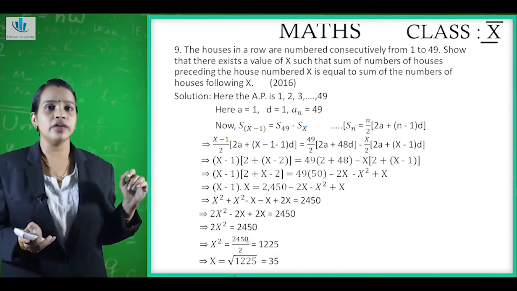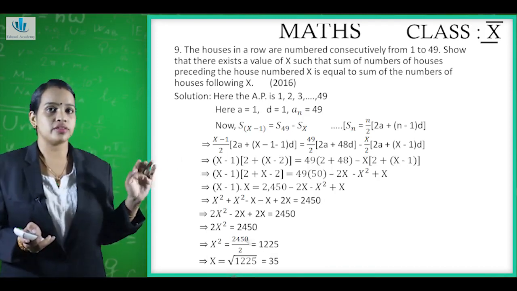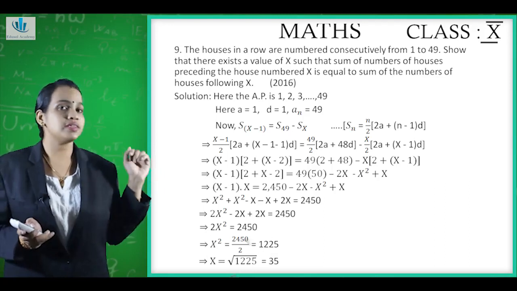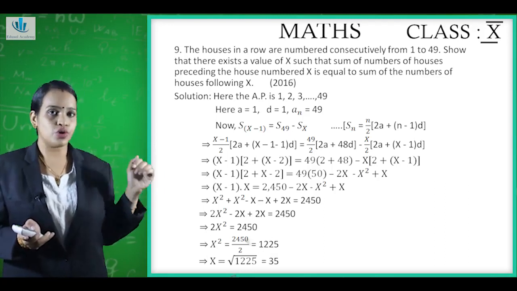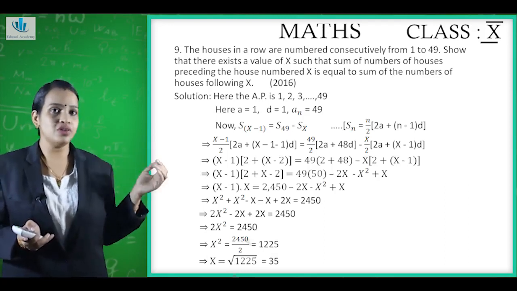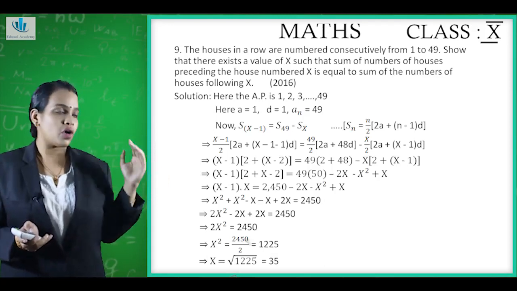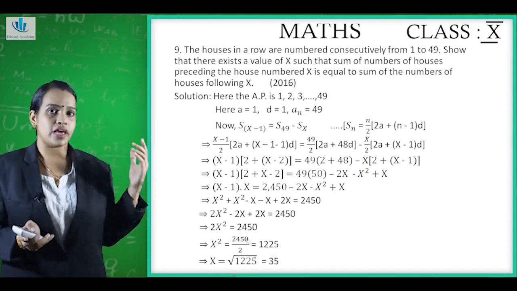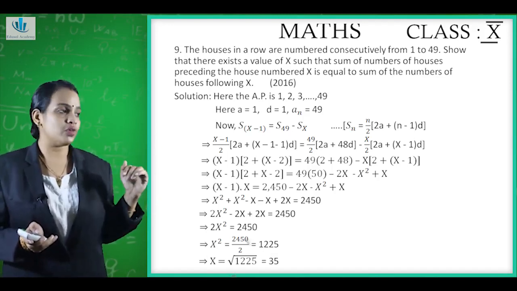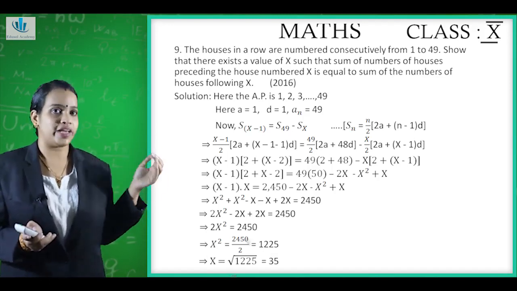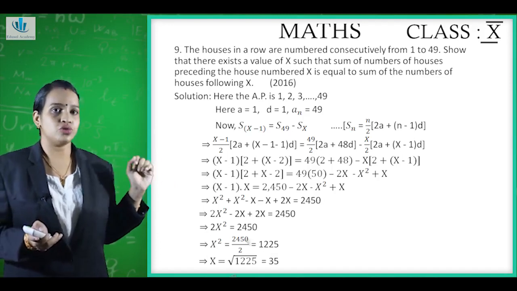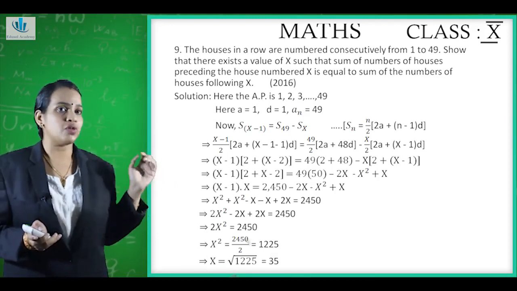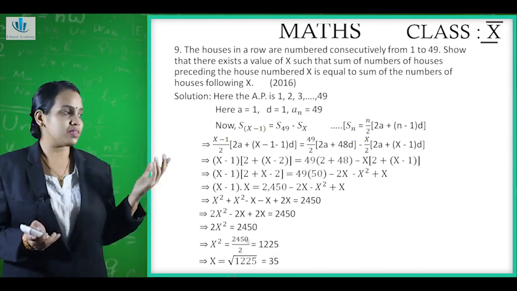Now we will solve it. When we take the 2, it gets cancelled. So it becomes (x minus 1) into (2 plus x minus 2) equal to 49 into (2 plus 48) minus x into (2 plus x minus 1). Here also we are putting the value of a as 1 and d as 1. So it remains as it is.